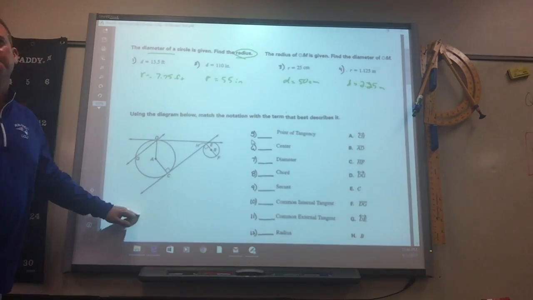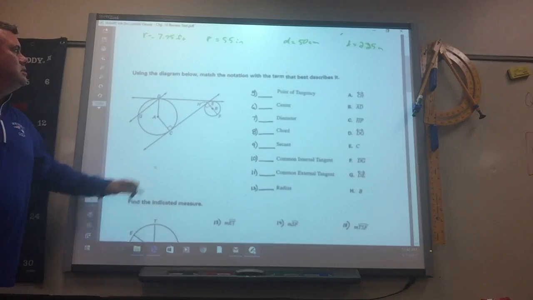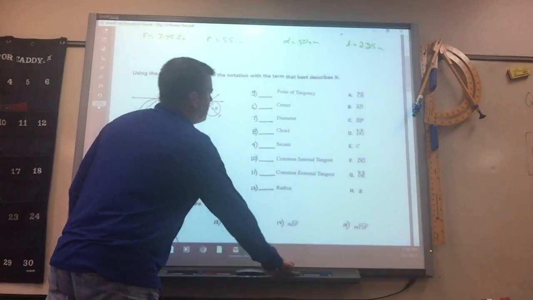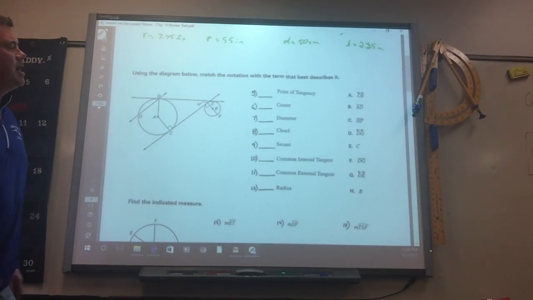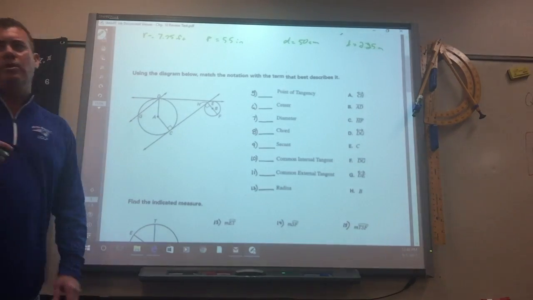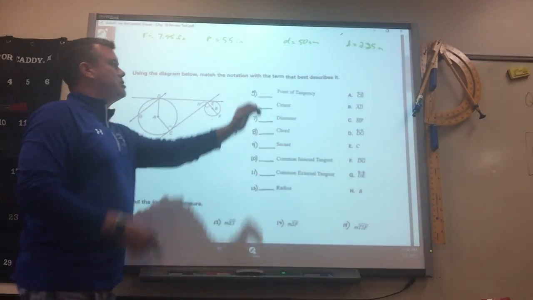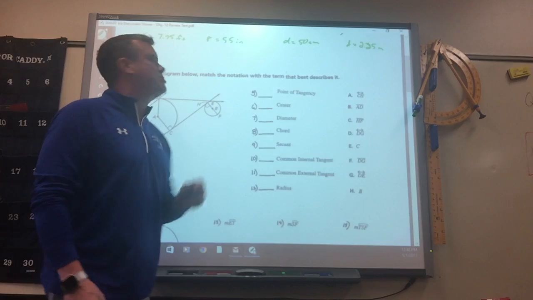This is just like the test, right? Okay, then the matching. So we're going to have matching on the test? Yep. Point of tangency is just a point where a line touches a circle.